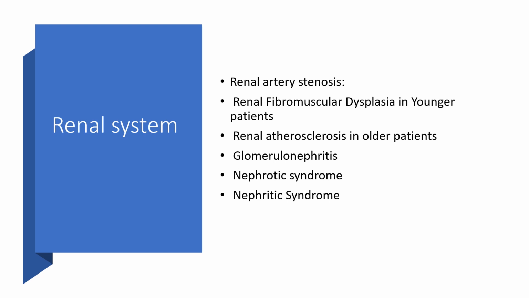The first on the list will be renal system. Renal artery stenosis will lead to secondary hypertension, meaning there is high blood pressure, but we now identify the cause, that there is a problem with the kidney. And here we can have renal fibromuscular dysplasia in young patients. In elderly, it could be renal atherosclerosis. It could be glomerulonephritis. Might be nephrotic syndrome. It can be nephritic syndrome.